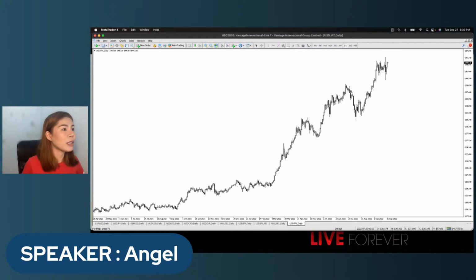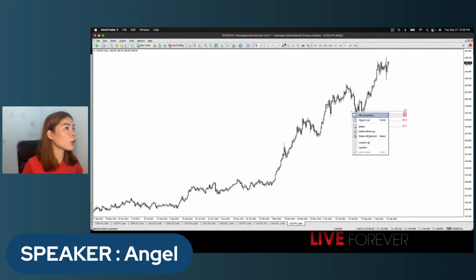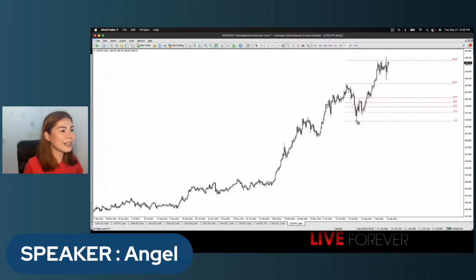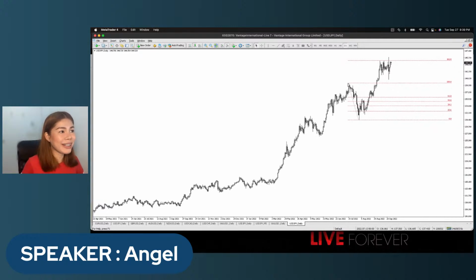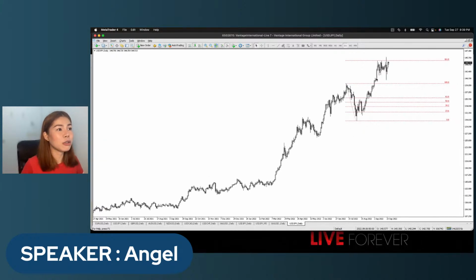For example, from here to here. Perfect. See? I took the previous trend, the swing high and swing low for the previous trend, and look, once it reached 100, my take profit is done. I already made profit. It already hit 161.8 over here. That's where you use your take profit. That's one of the magic of Fibonacci retracement.